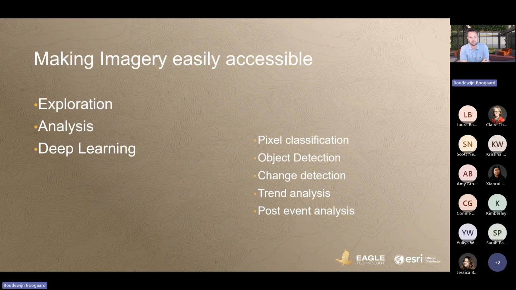And the reason why we want to manage all that imagery is to make it more easily accessible by people in our organization. And that can be to do exploration, to do analysis, maybe deep learning on it. And you can think about things like being able to do pixel classification or do object detection, change detection, trend analysis, or even post-event analysis. So there's a lot of use cases where this imagery can be used for once it's easily accessible.